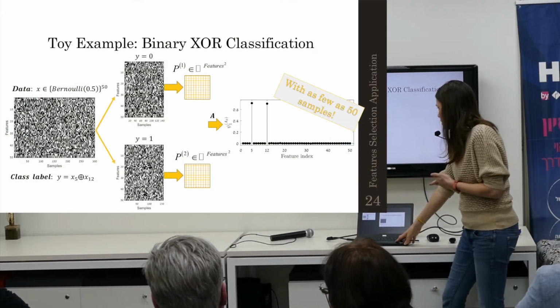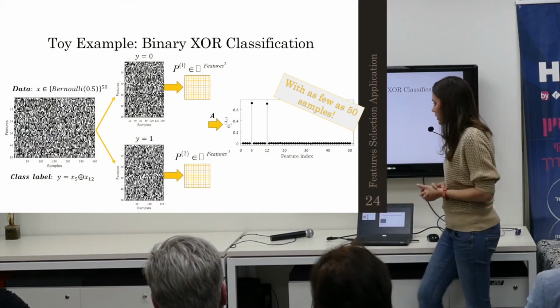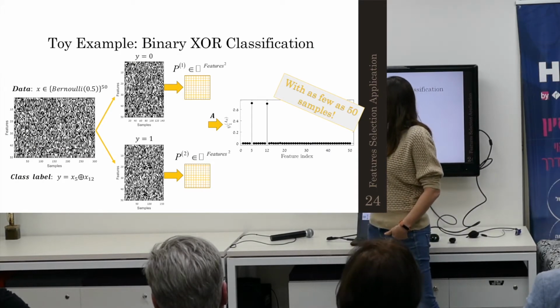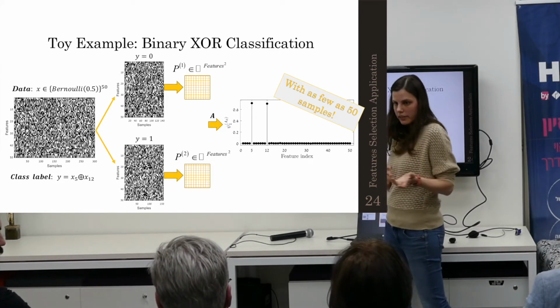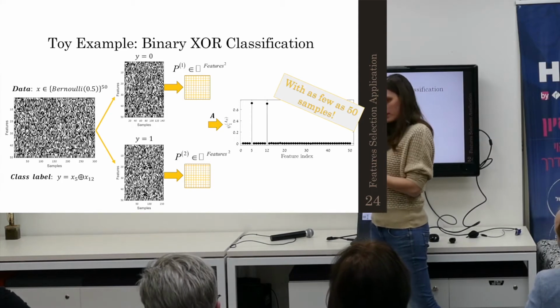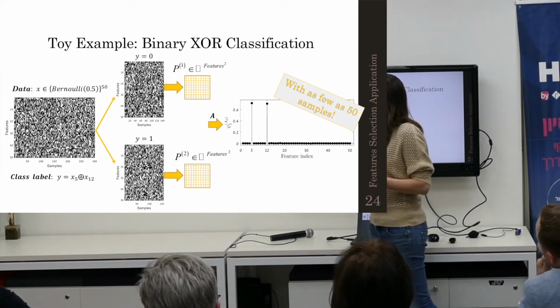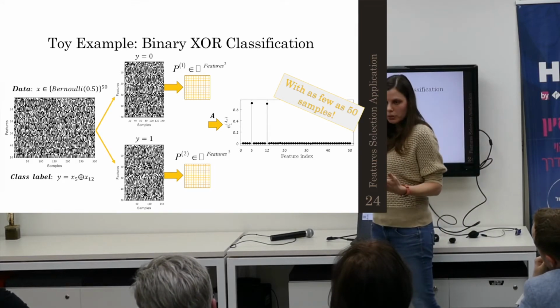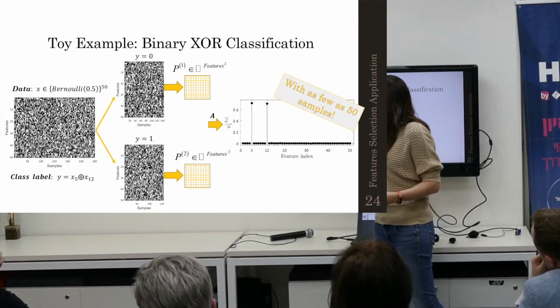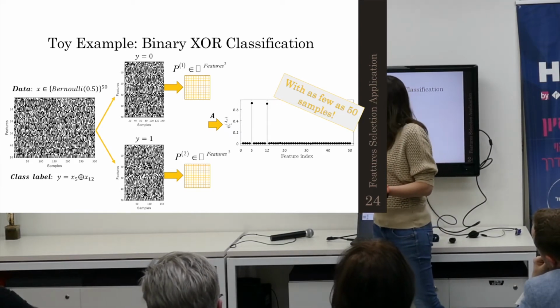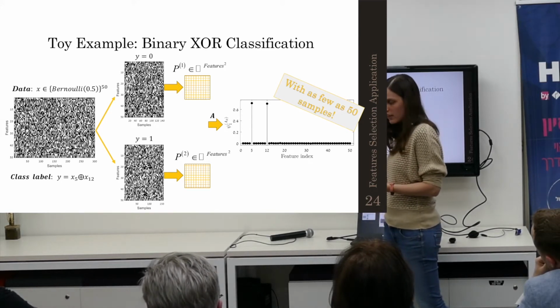So two small toy examples that demonstrate it. The first one is we took data which is sampled from a Bernoulli distribution, either 0 or 1 with probability half. So each data point is 50 features, each drawn from a Bernoulli distribution. And the label of each such point is the XOR operation between two features, just two features. In this case, it was feature 5 and feature 12.